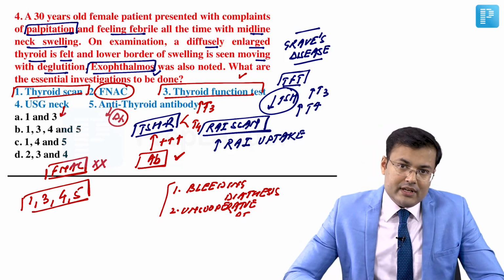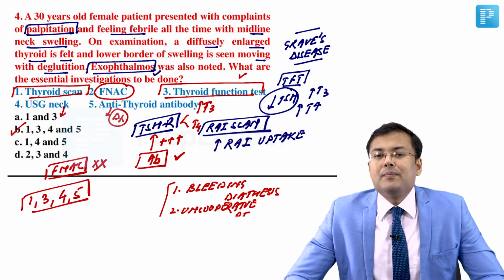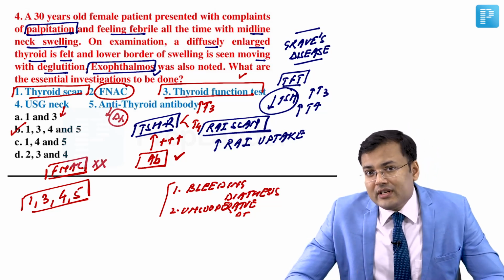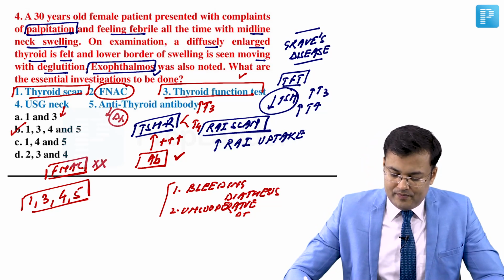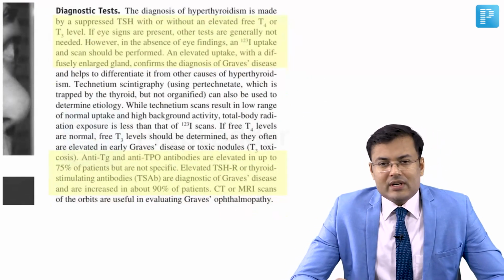Clear? So which one is the correct answer for this question? The correct answer for this question is B, 1, 3, 4, 5. Now let's see what is written in the surgery books. This is Schwartz, and in this you can see what is written.